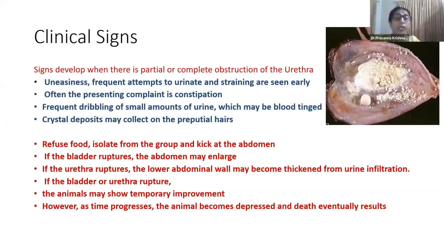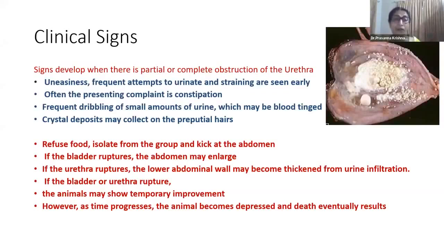Because of this pain and uneasiness, they refuse to take feed. Food will not be taken, they isolate from the group, and they kick at the abdomen. Poor animal, they will be having pain and kick at the abdomen. Because of all these actions, sometimes the bladder may rupture and the abdomen may enlarge. When the urethra ruptures, the lower abdominal wall becomes thickened. And when there is a rupture of the bladder or urethra, the animal may show some temporary improvement, meaning the pain is relieved.